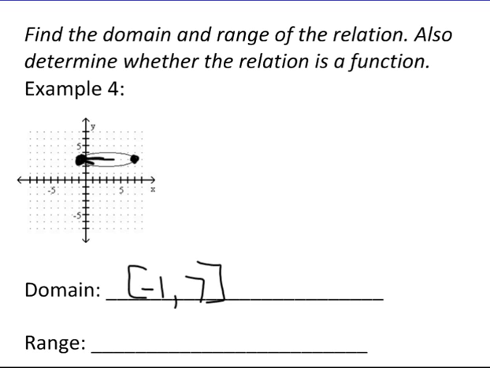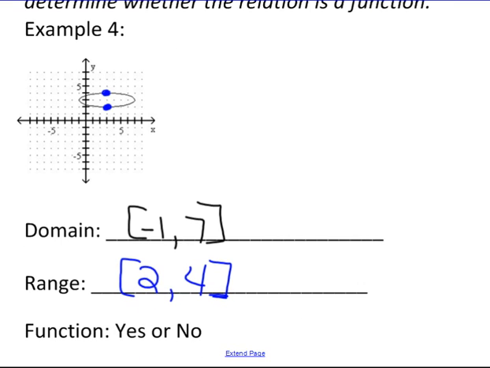My range is up and down. My lowest point is right there, which has a y value of 2. And my highest point is going to be right there, which has a y value of 4. Is it a function, yes or no? Well, no, because I can touch the graph twice, not a function.